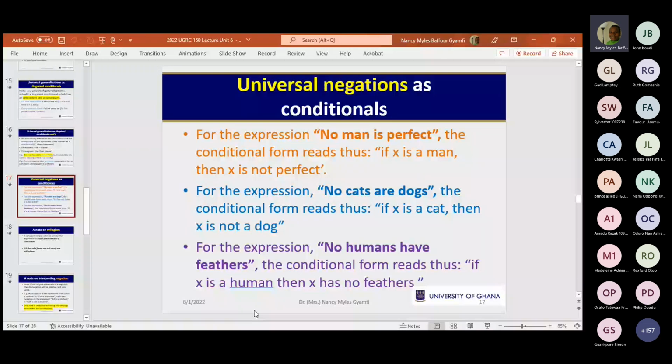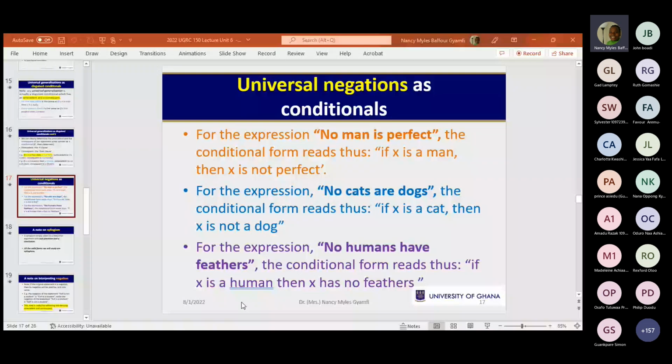One more. This time, let's use a universal negation, but let's do a valid modus ponens argument. I give you the statement. No president wants, okay, no president wants what? IMF. No president wants IMF. We will remember this one easily.